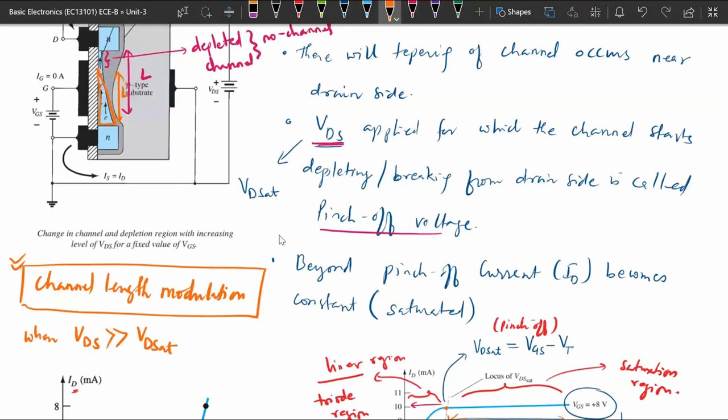This is similar to the modulation taking place in JFETs and also in BJTs. Base width modulation we have seen, and channel length modulation we have seen previously in the JFET also. So this is all about the operation of the n-channel MOSFET.